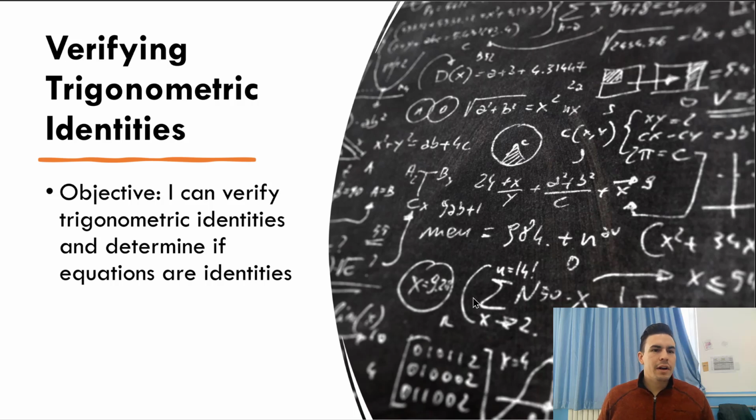Today we are going to be verifying trigonometric identities. Our objective for today is that after this lesson, you will be able to verify trigonometric identities and determine if equations are identities. Those are the two things that we're working with today, and we have a few different techniques and methods, so let's go ahead and get started to see which ones we use and when.